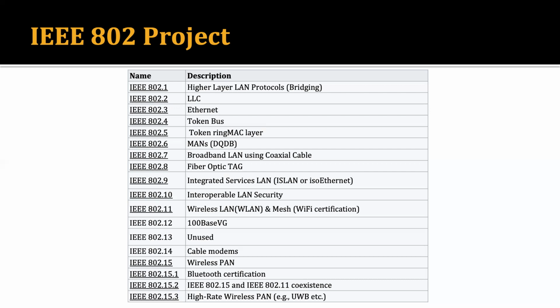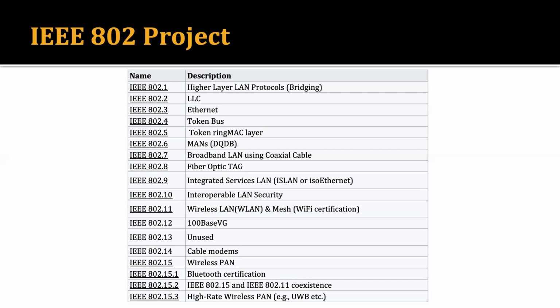So see, there is research which is still going on, and there was research which was taken care of by individual scientists, or it might be in collaboration with a company. So they have come up with different types of standards. Now, if you start with 802.1, it is the higher layer LAN protocol. 802.1 is the basic protocol for local area network.